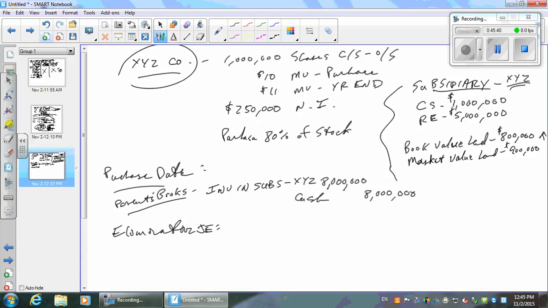That's how you do it. Anyway, so same thing here, isn't it? All right, so now this is what's on the parent's books, right, guys? What does that say? Debit investment in subsidiary XYZ company and credit cash.